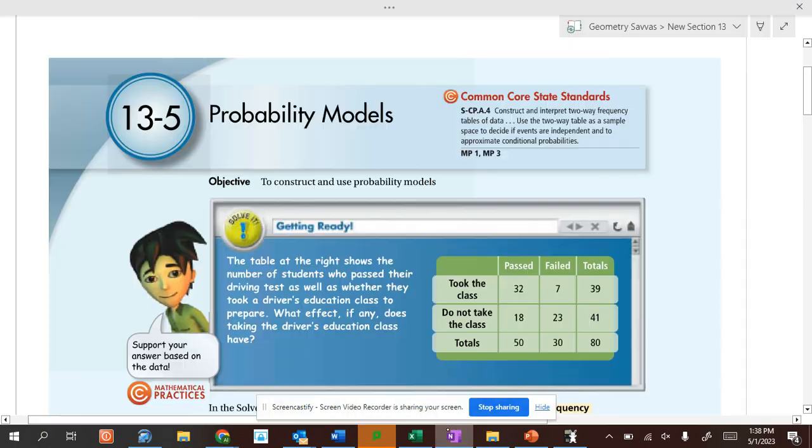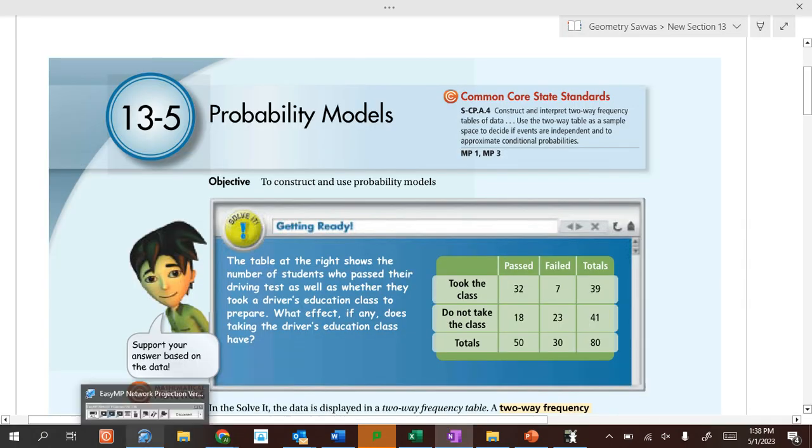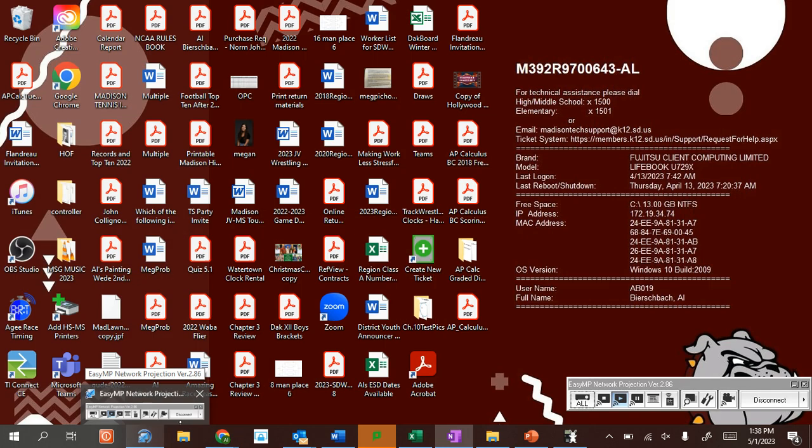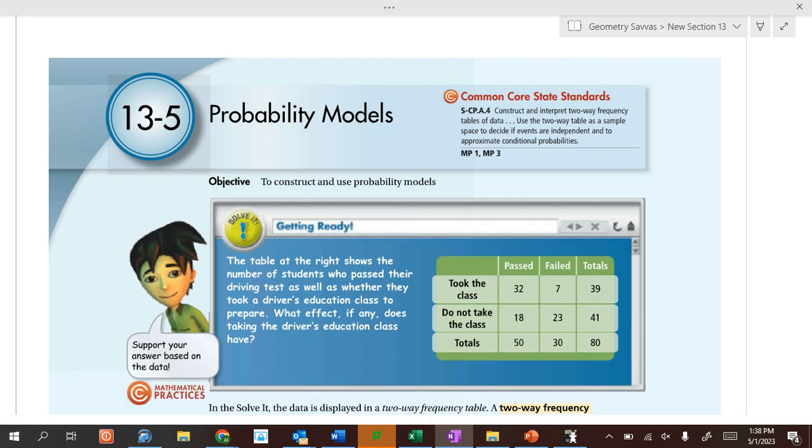Okay, so today we're working on probability models first, and then we'll go to other ones that are conditional probabilities, which are a lot like probability models.